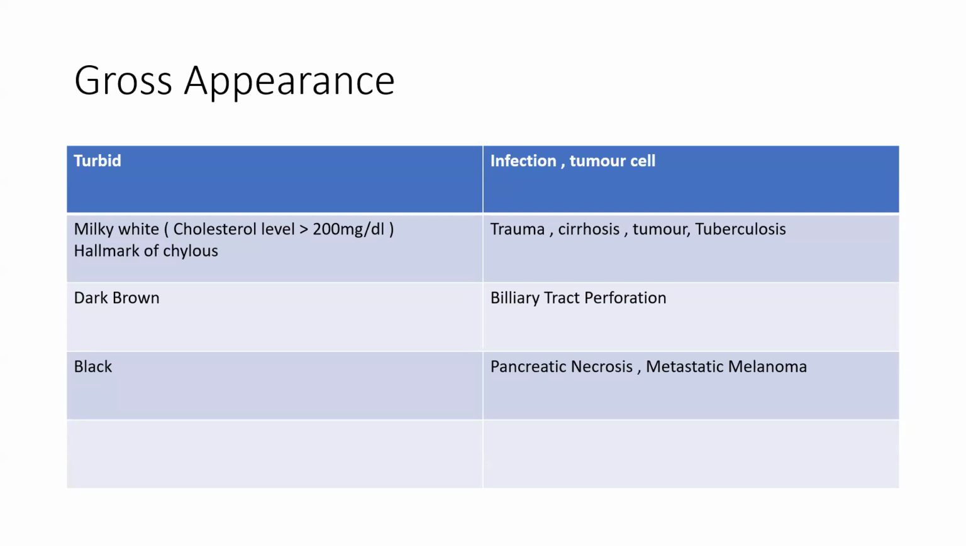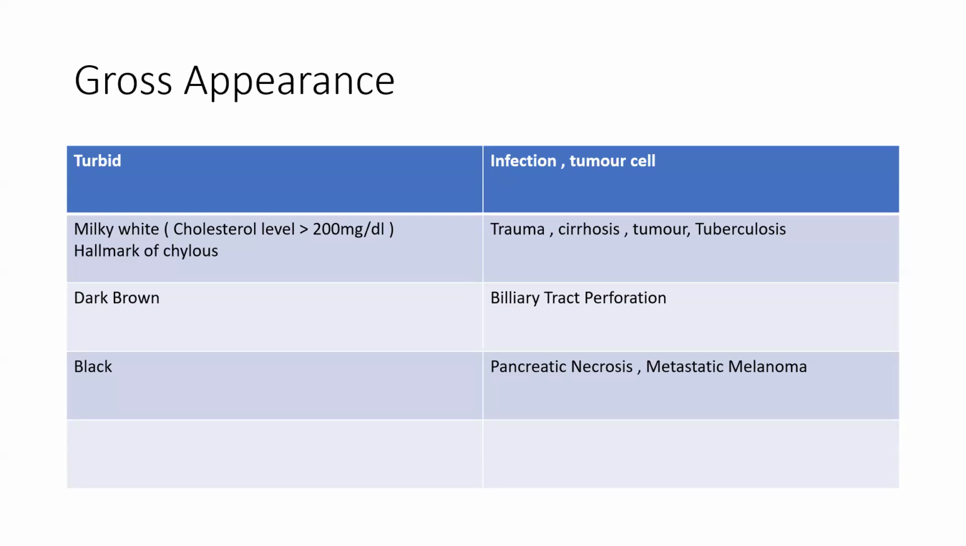the first diagnostic clue from which we can actually guess the etiology is the gross appearance of the ascitic fluid. If it is turbid, then the etiology could be infectious or malignant. If it is milky white, that means the cholesterol level is more than 200 mg, which is a hallmark of chylous ascites. It could result from trauma, cirrhosis, tumor, and tuberculosis.